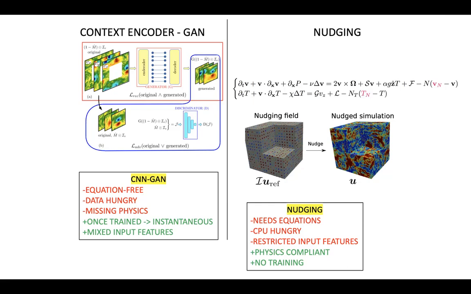The equation-based tools, on the other hand, whenever you have the equations, of course, you need the equations. They are CPU hungry, because to do the numerical simulation, even for one realization, is extremely heavy. They are very restricted in the inputs and the data that you can supply, because it's very difficult to supply data that are very complex. They have the big advantage, of course, that they are completely physics compliant and not trained.